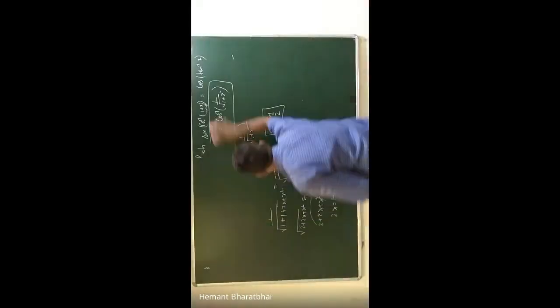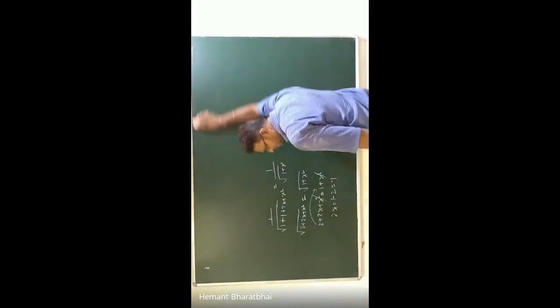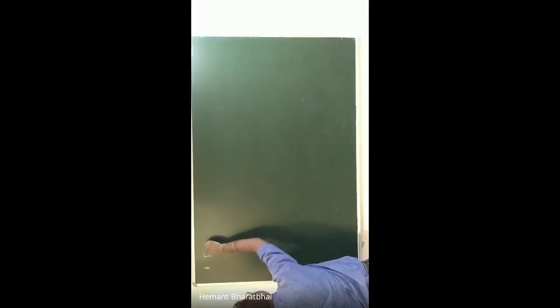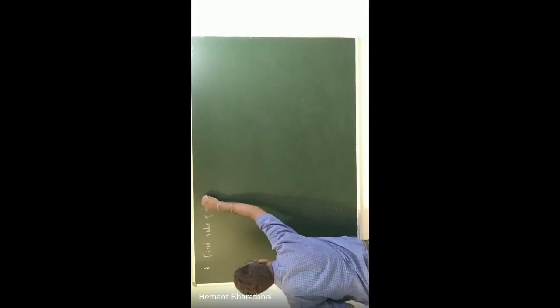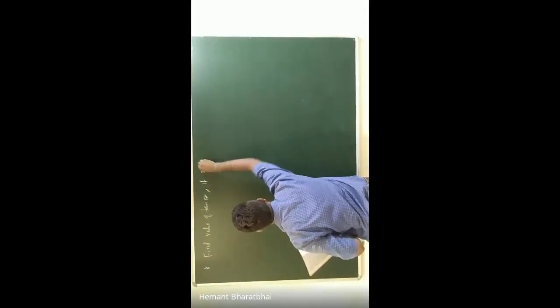At first look it may look very complex, but if you apply the formula properly, by understanding you will get the answer. Let's see the next numerical. To find the value of tan theta. Find the value of tan theta if A, B and C belong to real numbers.